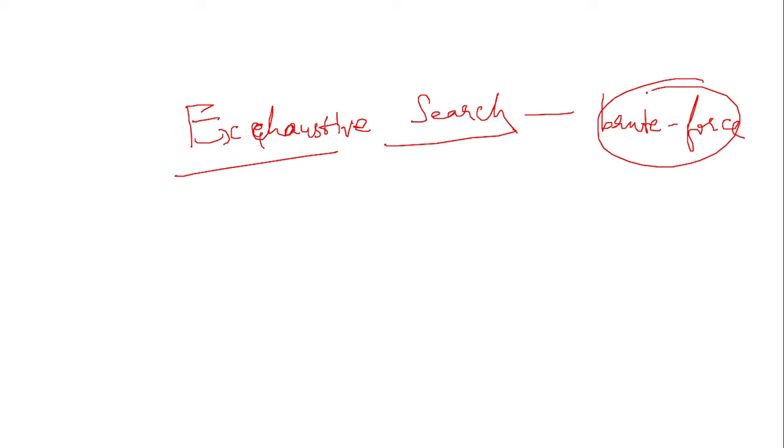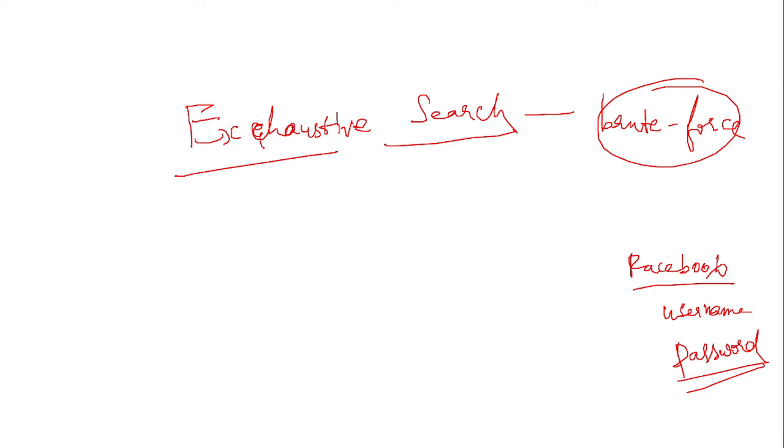For example, consider Facebook, you know, right? Facebook is a social media, and you have the username of your friend's Facebook account, but you don't know the password. This is a common situation. So what you will try to do is, for this particular username, add some random passwords.